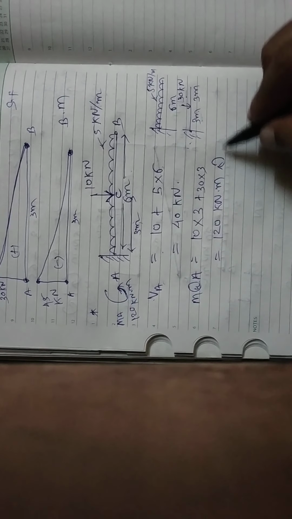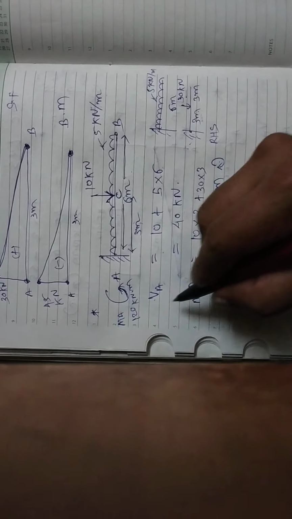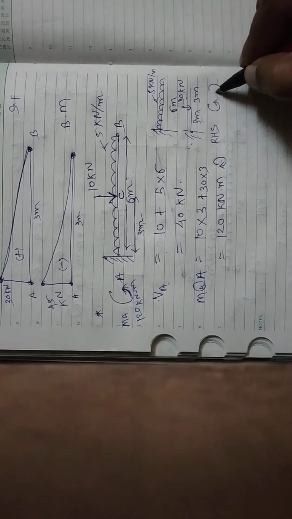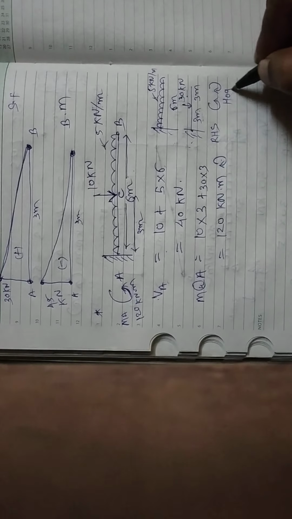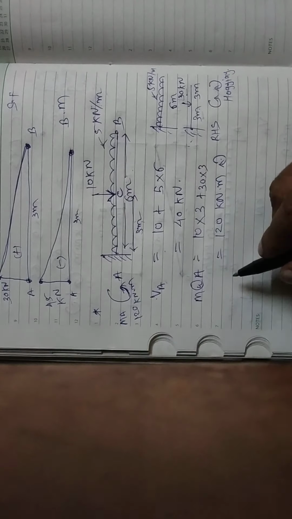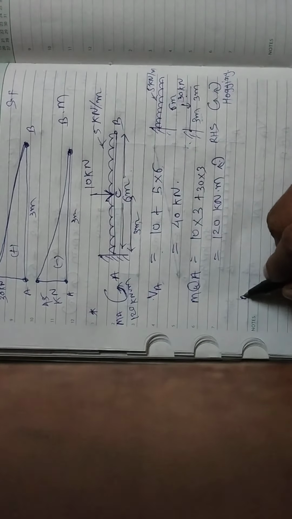Okay, so here is clockwise and anti-clockwise. This is the RHS and this one is the LHS. All right, so LHS anti-clockwise, RHS clockwise. So once again, you can say it's hogging. Fine.